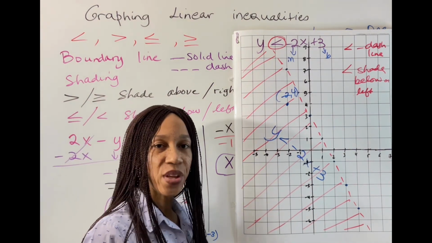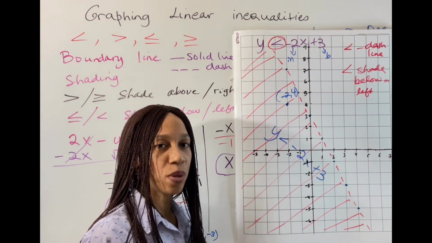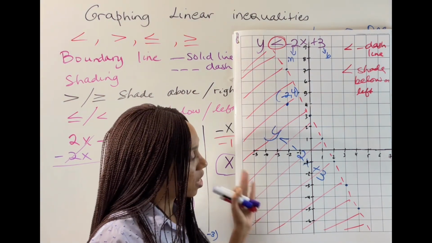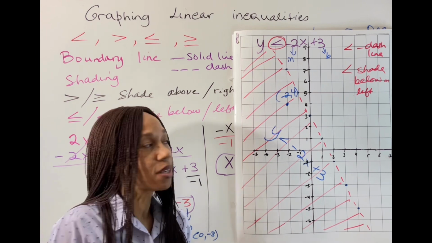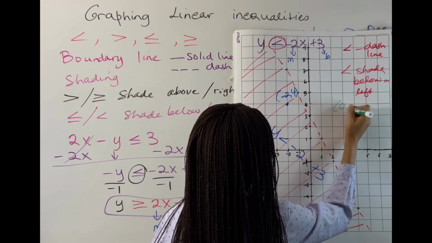What if, hypothetically speaking, you decide to choose a point that is on the dash line as your possible solution? Let's test it. So let's test 0, 3.